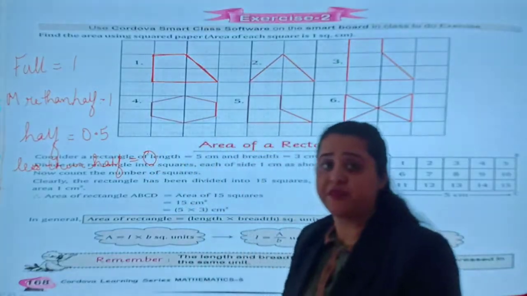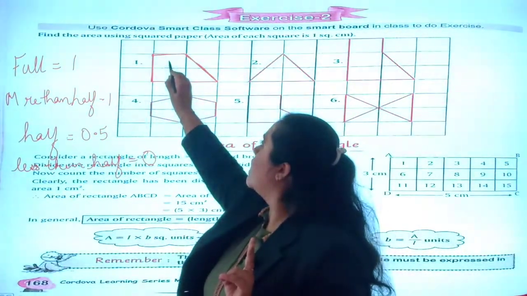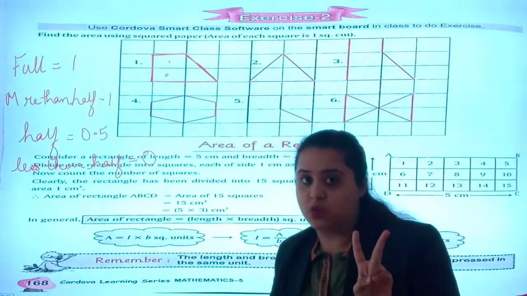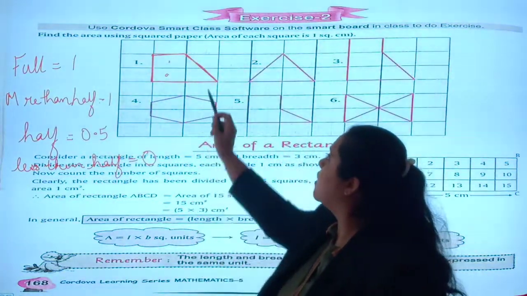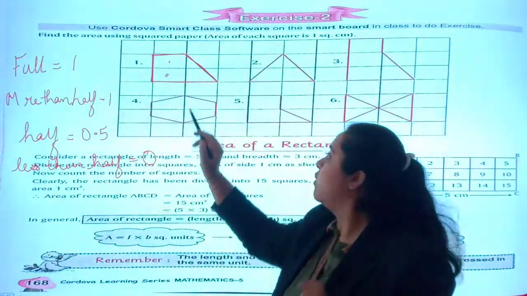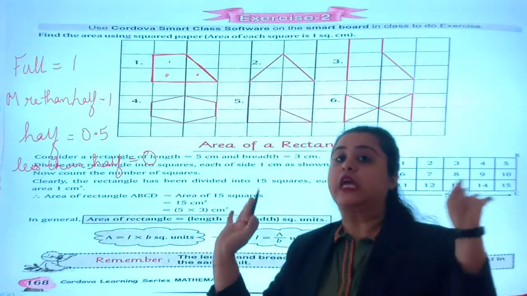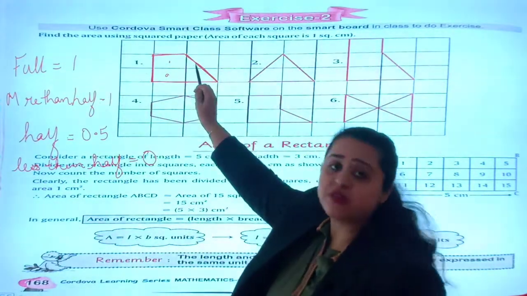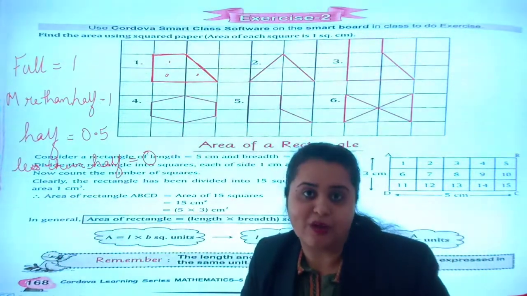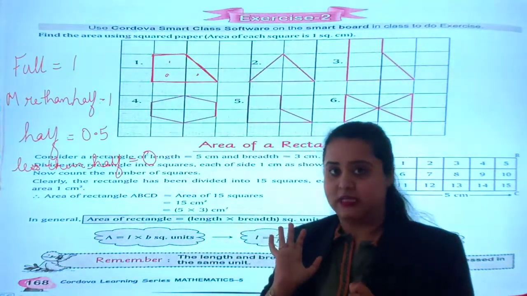In first diagram, there are two full squares. 1 and 2 full squares. Okay? And the third one is more than half. So हम उसको कितना स्कोर देंगे? 1. And जो less than half होगा, we will ignore that. So ये वाला जो box है वो less than half है. So I will be placing 0 on that.